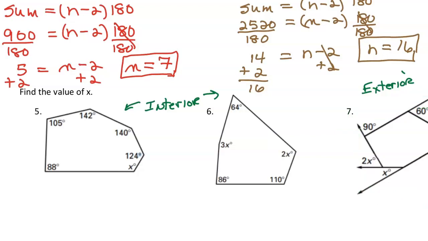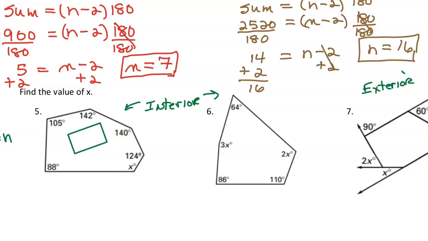Okay, I see that I have angles identified. I have 1, 2, 3, 4, 5, 6 angles. So there are 6 angles, there are 6 sides. So 6 equals my n. I told you to put a little square like this and tell me how many degrees should be inside there.